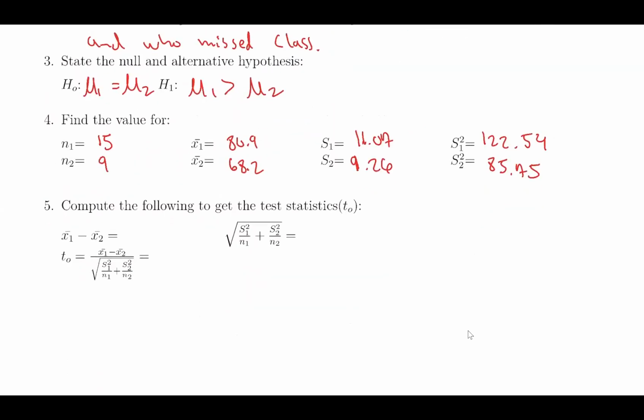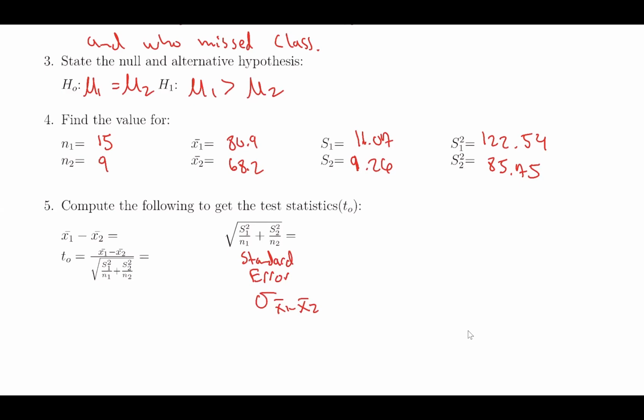All right. So you know this is our standard error, and the notation for this is usually this. If you ever see standard error, or sigma of x bar 1 minus x bar 2, essentially what you're finding is the square root of s1 squared divided by n1 plus s2 squared divided by n2.